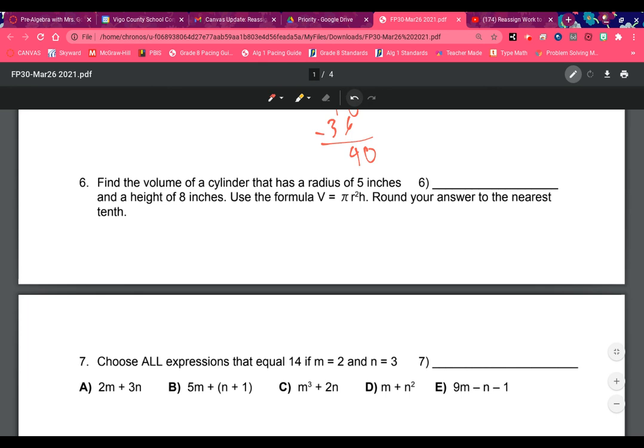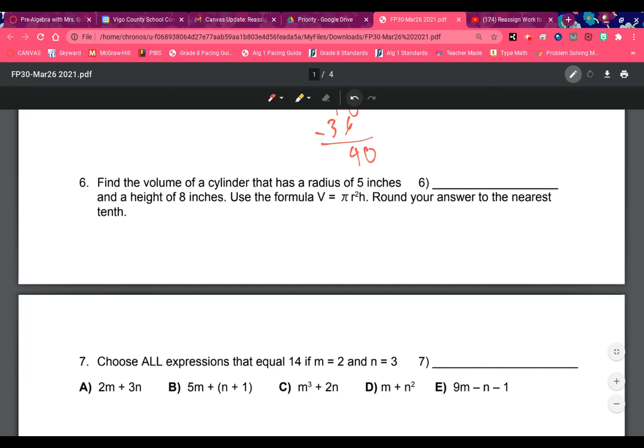For most of us, we were talking about volume last week a little bit. We're told to find the volume of a cylinder that has a radius of 5 inches and a height of 8 inches. Use the formula V equals pi radius squared times h. Round your answer to the nearest tenth.